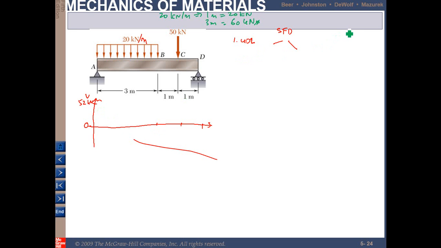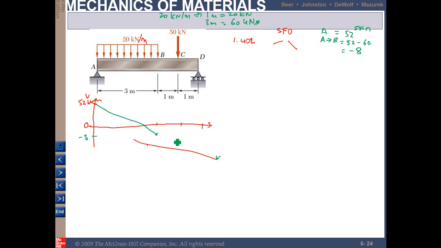So for the SFD, from point A to B, at point A it will start with 52, and then from A to B it will go down from 52 to minus 60. So you get minus 8. So let's say this is minus 8. Ignore this line because I misdrew this line by accident. So this is minus 8. So you get this line like this.